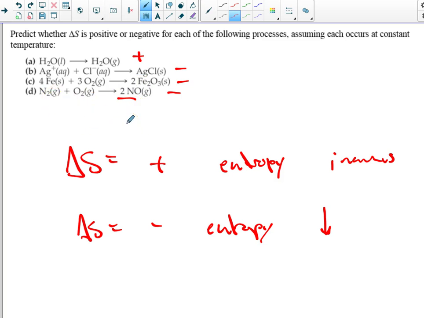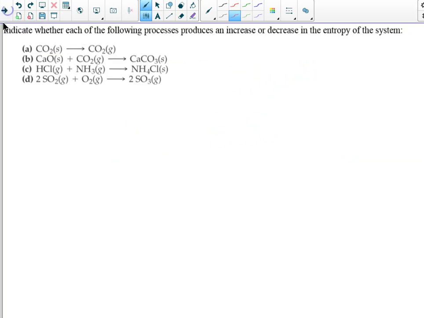Okay, are we okay with what makes entropy increase and decrease? Silence means of course. All right. This is the exact same type of question. Would you like to do this one without spending too much time?